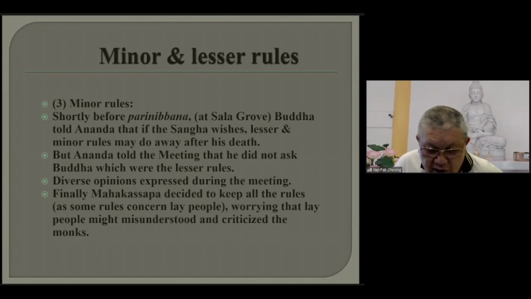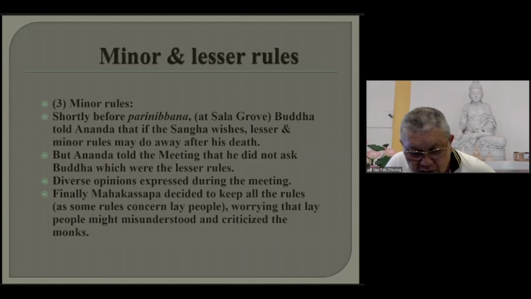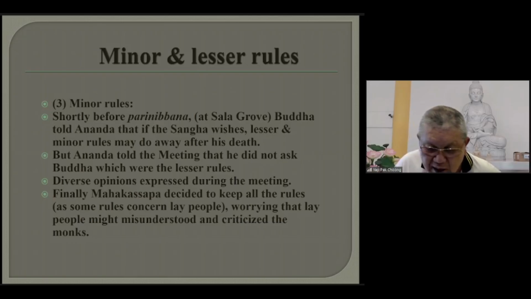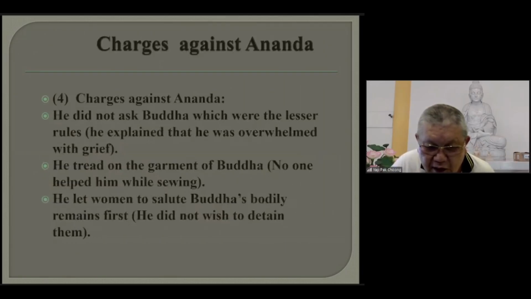You see, the reason is that some of the rules may concern the lay people. If you give up or delete or forget the minor rules concerned with lay people, people will complain and misunderstand. They would say, after Buddha passed away, you started forgetting the rules, you became lax, this and that. So people would criticize the Sangha. In order to prevent misunderstanding, everything remains the same. So the third agenda, the minor rules, remains the same: no increase, no reduction.